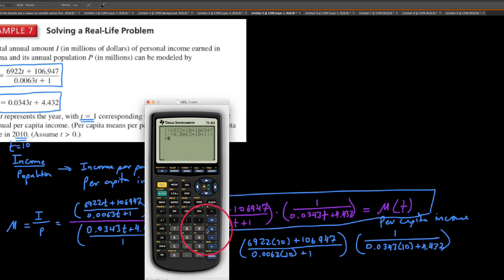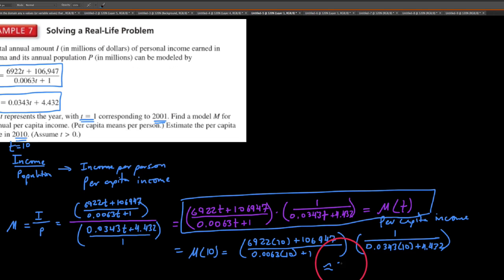What we're going to do is take all that times 1 divided by this entire expression in the denominator here, 0.0343 times 10 plus 4.432. So end parenthesis, and I'm going to end the parenthesis again. All of this quotient times all of this quotient, what we end up with is 34707.07.